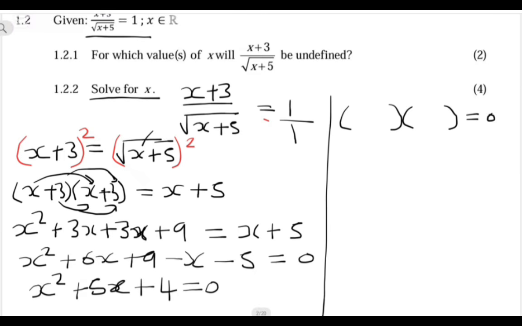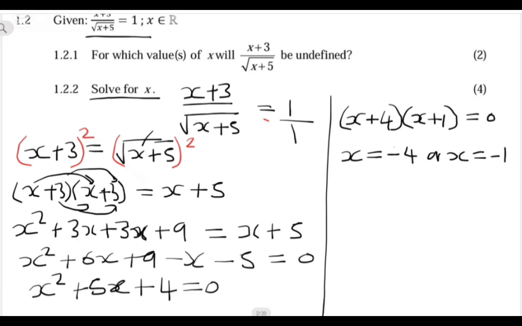So what are the factors of 4? The factors of 4 are going to be 4 and 1, that when we add them together give us 5. So it's going to be positive and positive here. So here we're going to just apply the zero factor law. x is going to be equal to negative 4, or x is going to be equal to negative 1. Perfect. So these are our answers.